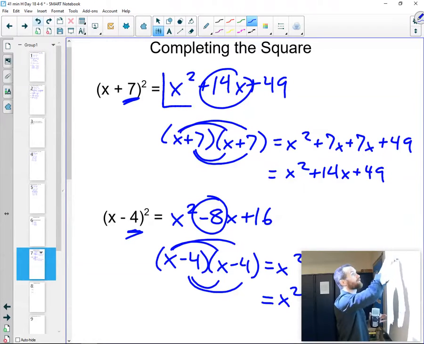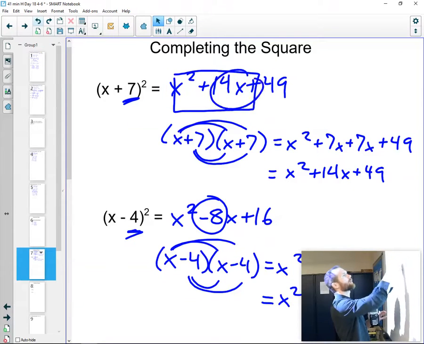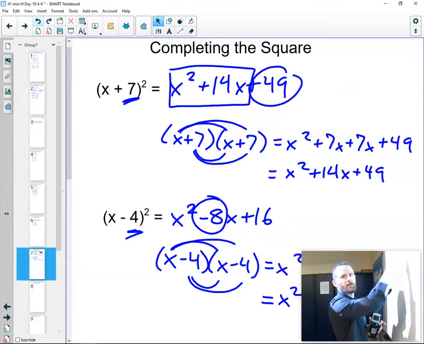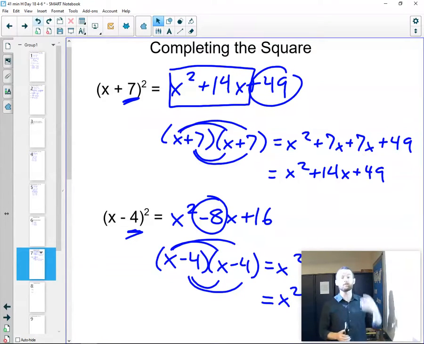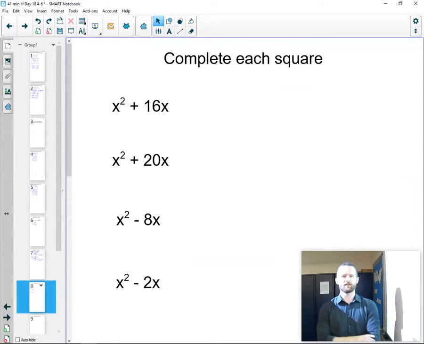We're going to be given the first pieces of it, and it's going to be up to us to find the missing constant, the missing C term that would complete the square. So let's practice that right now. I know that probably sounds a little weird, but let's take a look. Hopefully it'll make more sense after this slide.